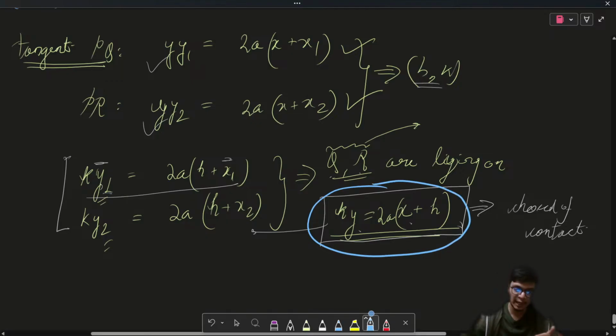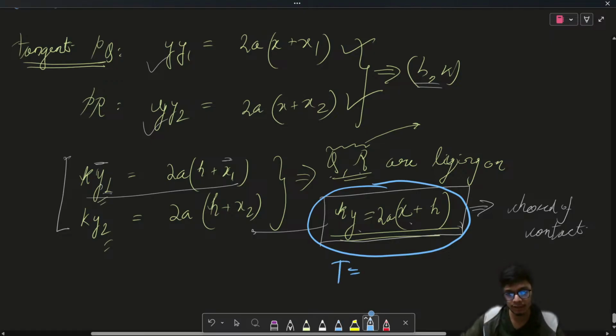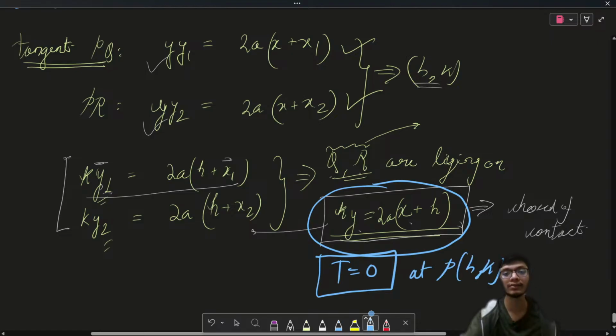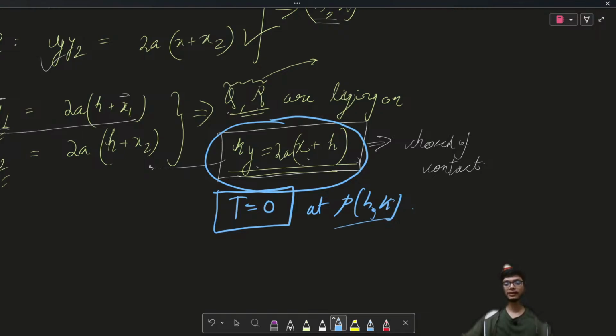So what I'm trying to say is this particular equation is satisfying both point Q and R. That means this is the equation of the straight line passing through point Q and R, and it gives the exact same feeling that it is the equation of T equal to 0 with respect to this point P, whose coordinate is given as h comma k. Okay, is this part clear to all of you? Is this part clear?